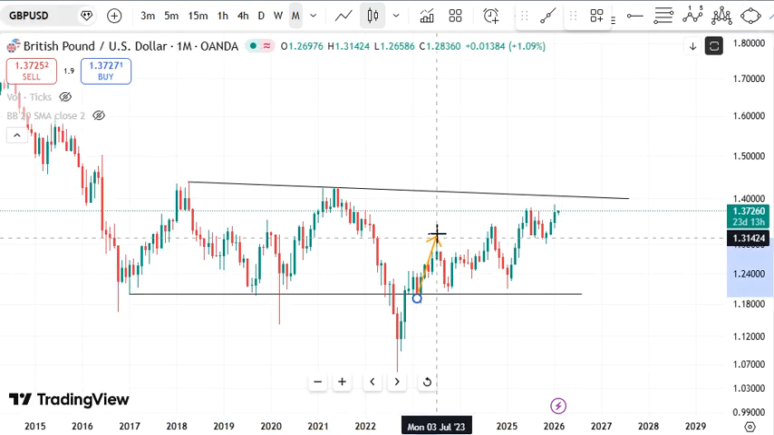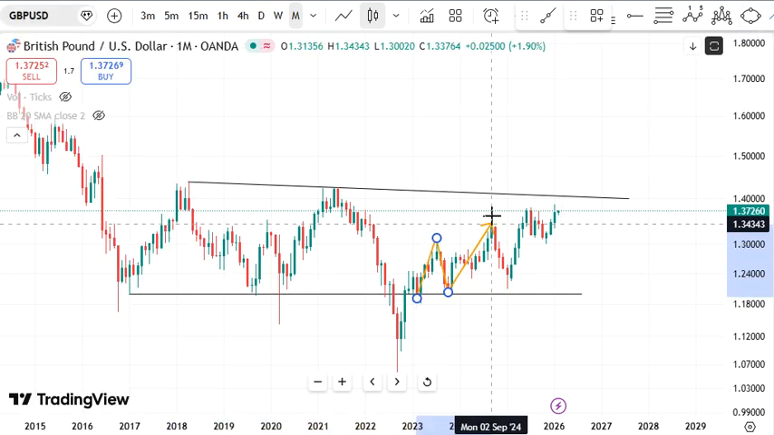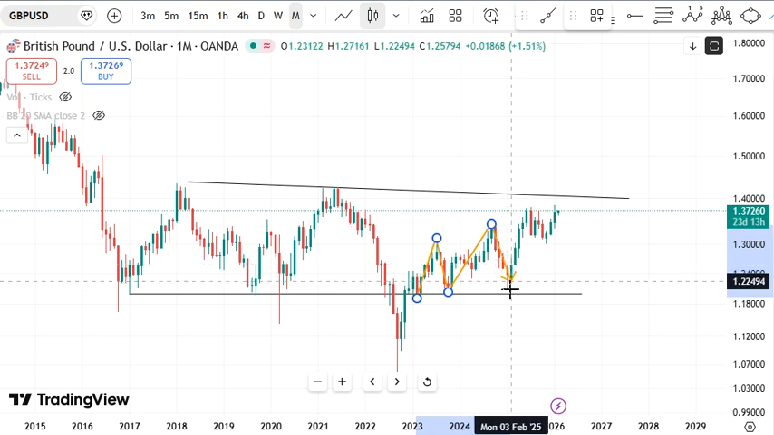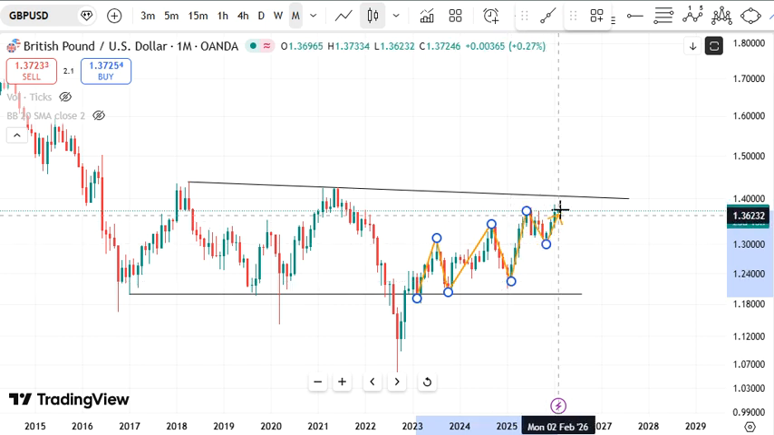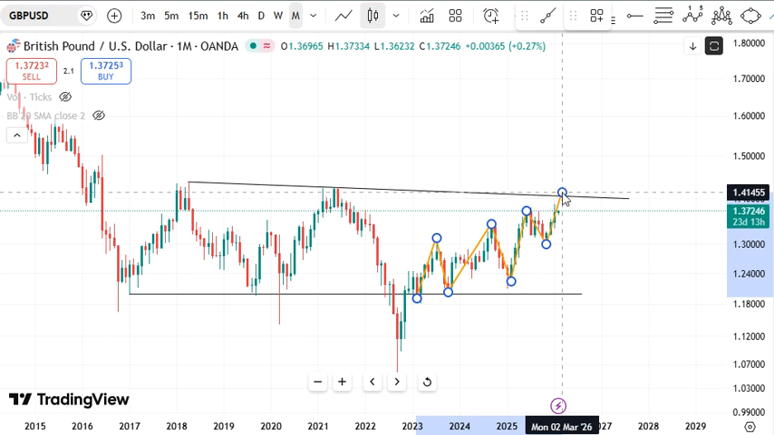This is a higher high, higher low, higher high, higher low. But as you can see here, the green candles are strong, the red candles are not that strong. They are weak, and it is creating a base. So there is a possibility of a breakout of this trend line, but you should wait for the breakout. You shouldn't trade before that.